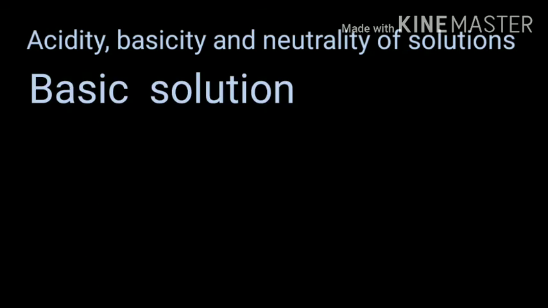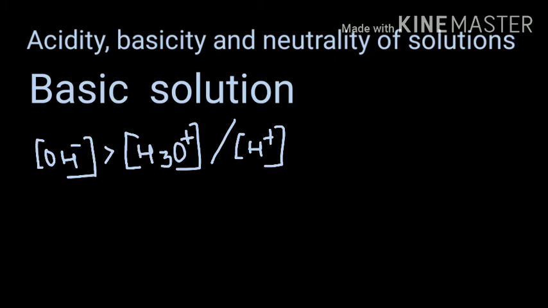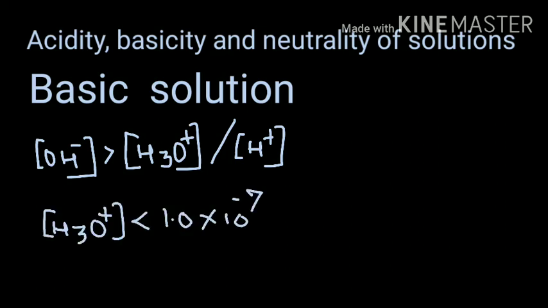Next is the basic solution. In basic solution, the concentration of OH minus ions is more when you compare it with the concentration of hydronium ions. So you can say the molar concentration of OH minus ions is greater than the molar concentration of hydronium ions. Or in other words, you can say that the concentration of hydronium ions is less than 1.0 into 10 raised to minus 7, which is the value of the molar concentration of OH minus ions. Hence, the pH of a basic solution is greater than 7.